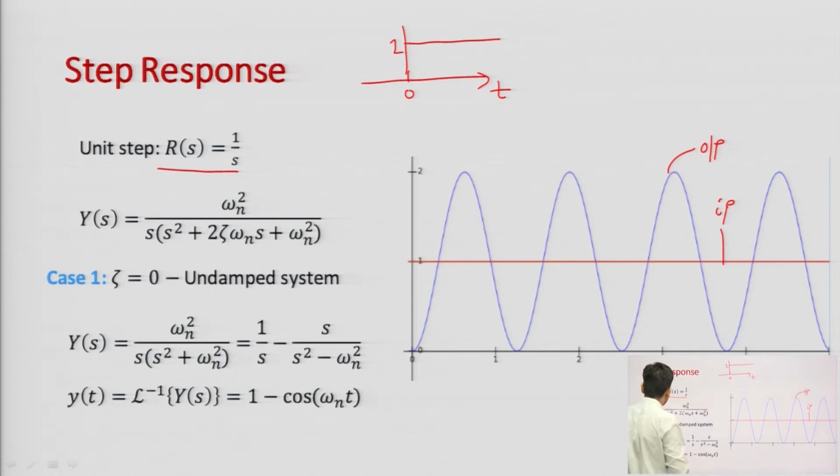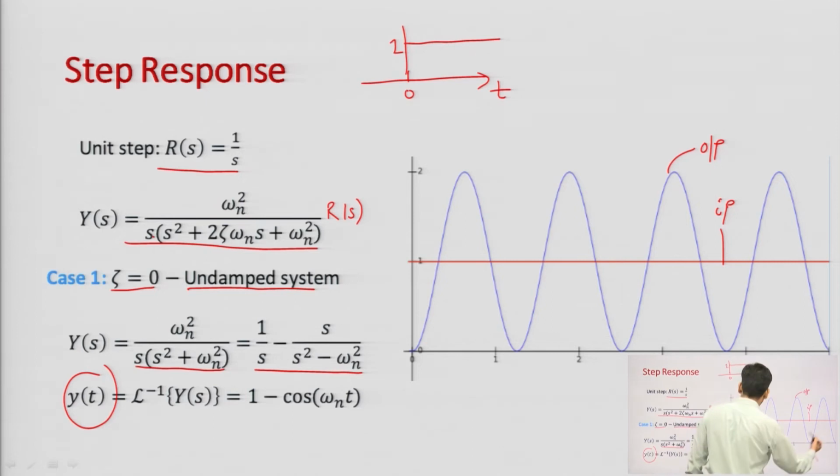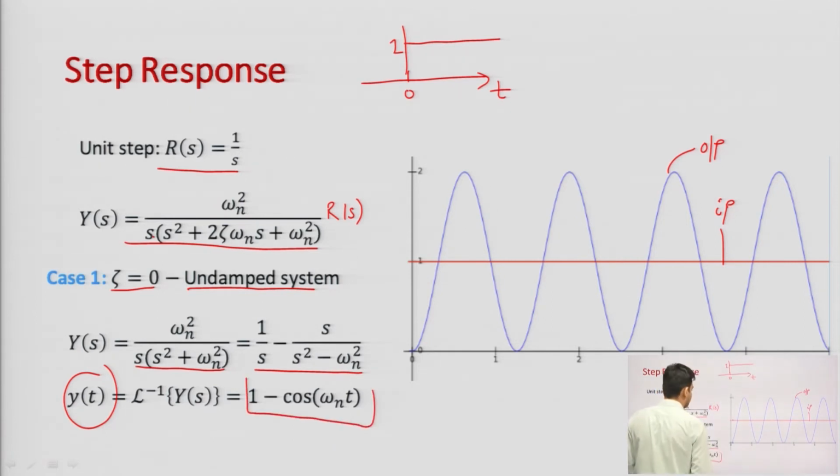So, when I put zeta equal to 0 for step response, I will get this expression, because Y of s will be the transfer function multiplied by R of s. R of s is 1 by s. So, 1 by s is coming in the multiplication. So, for zeta equal to 0, undamped system, this is the expression. Okay. So, from partial fractions I can separate out this term. Now, I need to take y of t, so that I will obtain this time domain expression. If I take Laplace inverse, I will get 1 minus cos of omega n t, and this will be the graph for it.